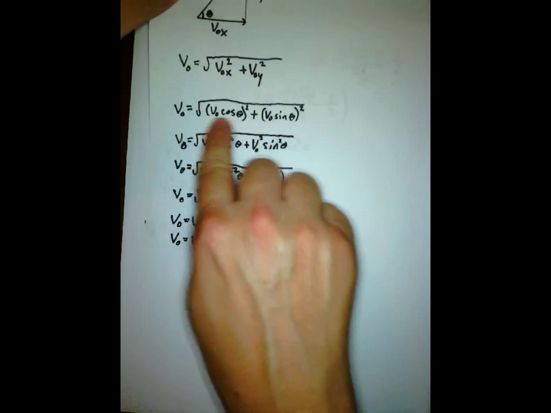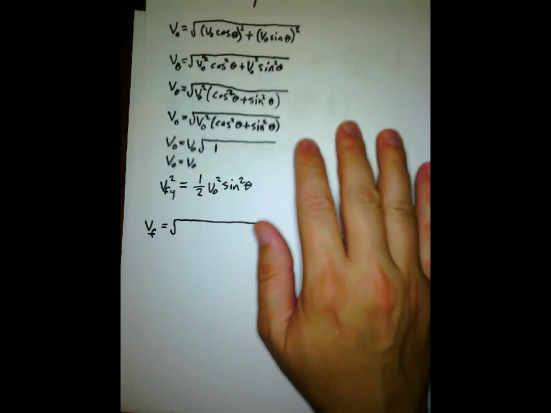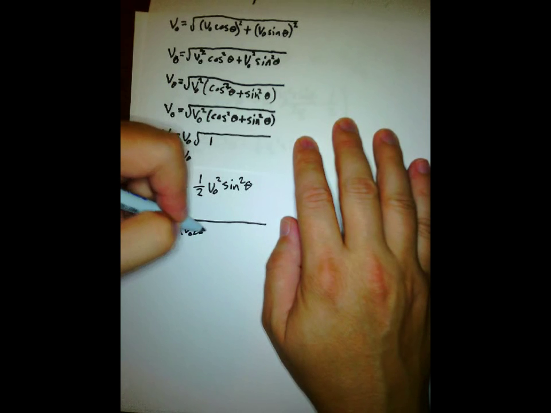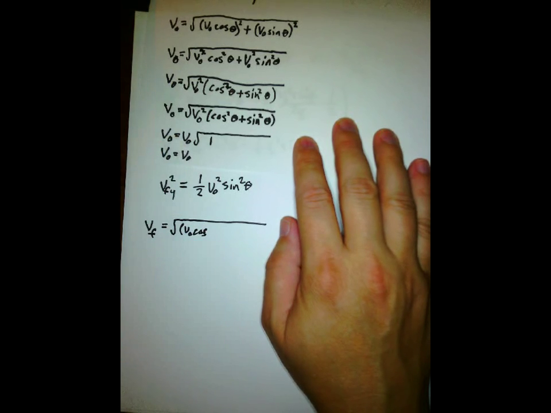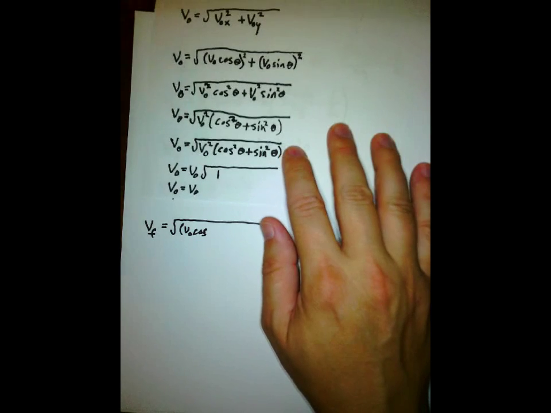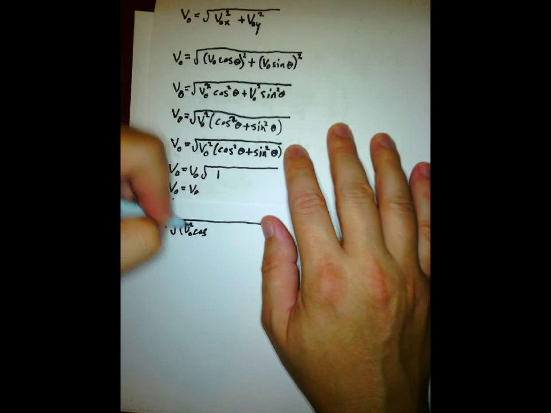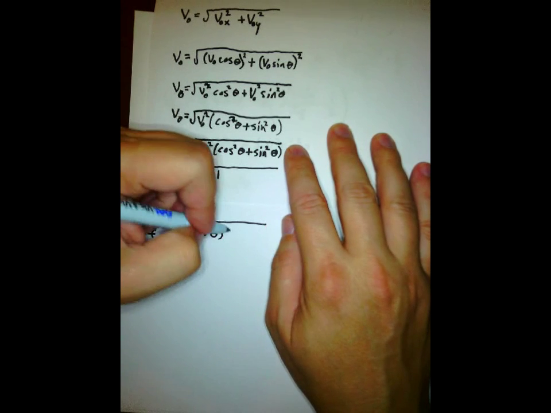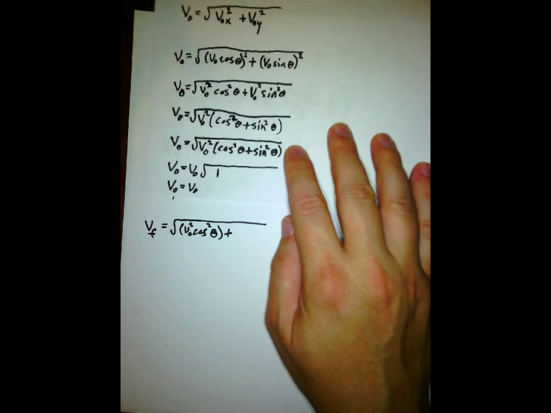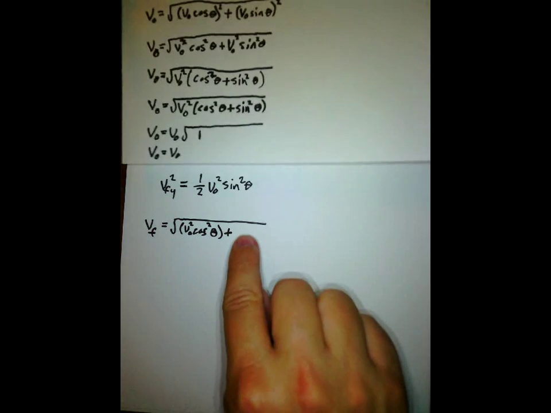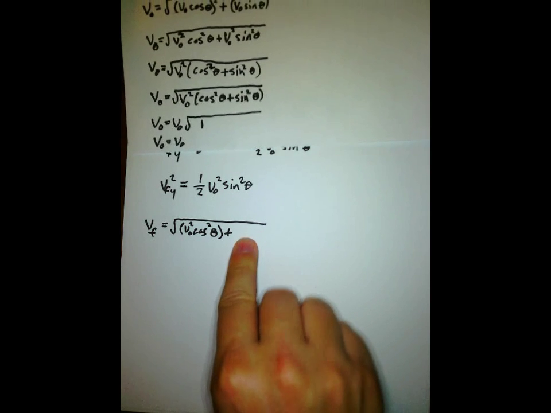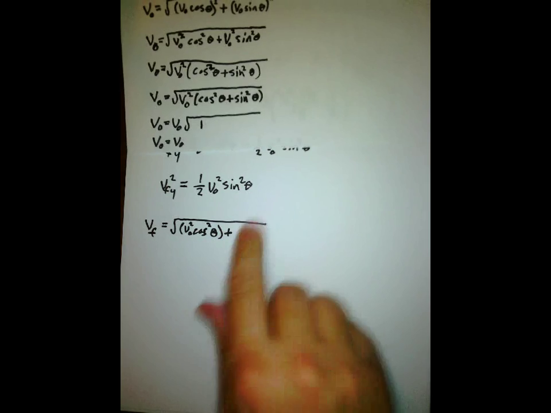And we said that the x component was never going to change, right? So that goes right in there. V naught squared cosine squared theta plus, and I need the final vertical velocity here, and I need it to be squared, okay?